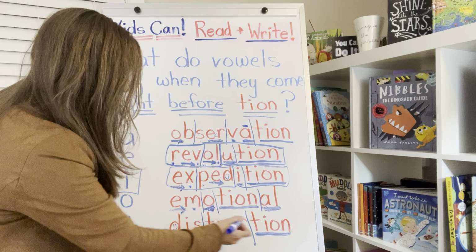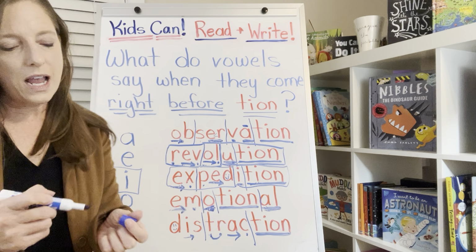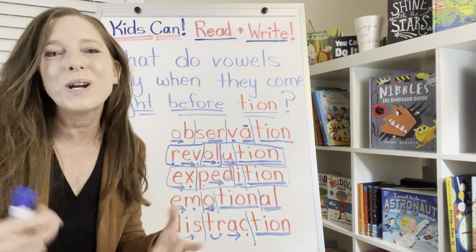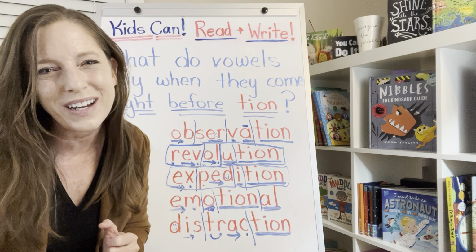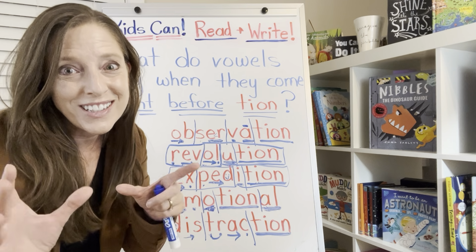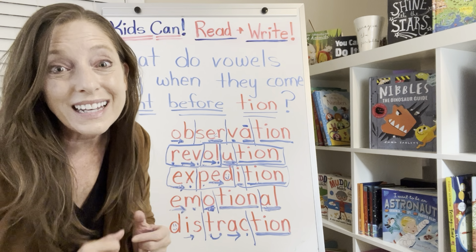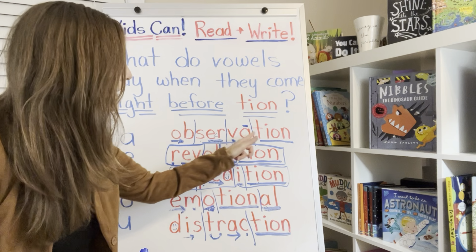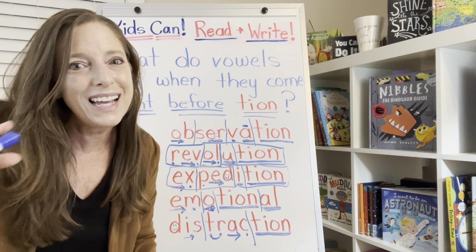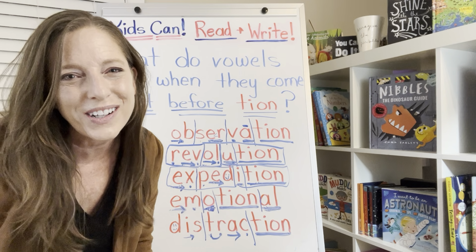So a distraction. So anyway, guys, I hope you enjoyed reading some biggish words with that tion trick. Remember, tion says shun. And if a vowel touches it, make sure that you make that vowel say its name unless it's letter I.